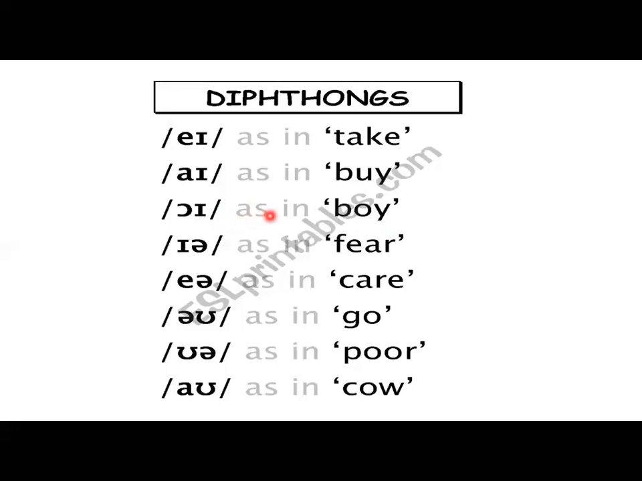Next, we'll see ear, as in fear. The spelling is ea, or sometimes there may be the spelling double E, as in peer, P double E R. Pear is a different word and peer is a different word, but the pronunciation is the same.